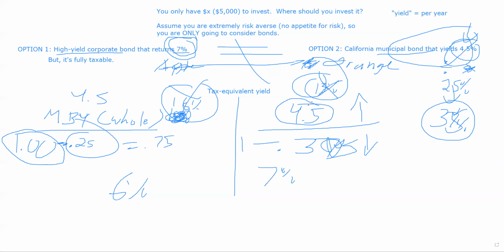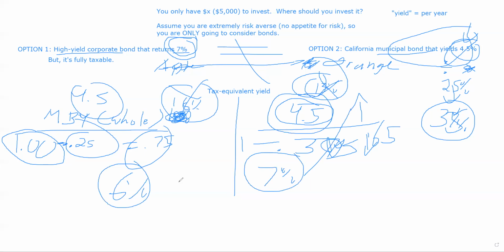So this is 4.5 over 0.65, that's smaller than 4.5 divided by 0.75. So 0.65 is smaller, but because it's in the denominator, it's going to push this number up higher than it is over here. So our tax equivalent yield here is 7%, whereas the tax equivalent yield here is 6%.